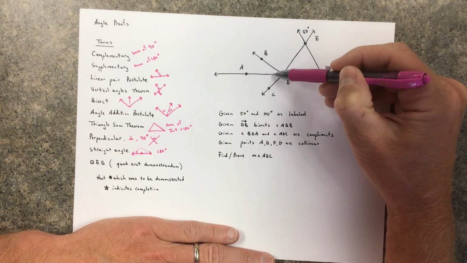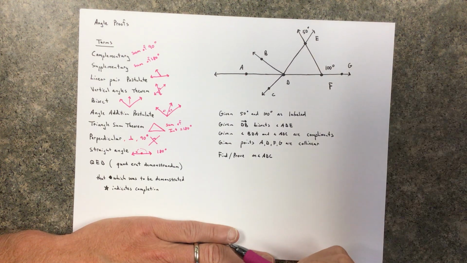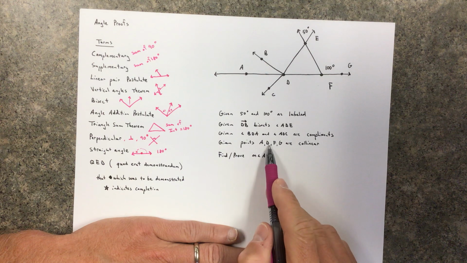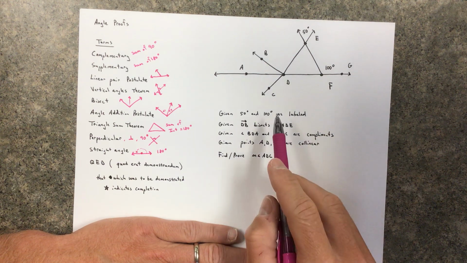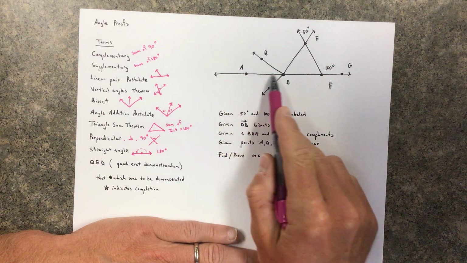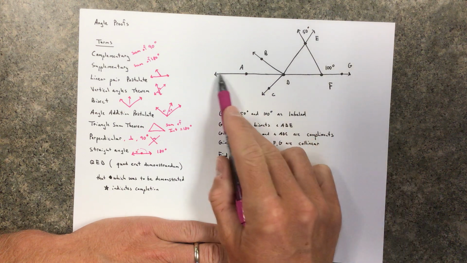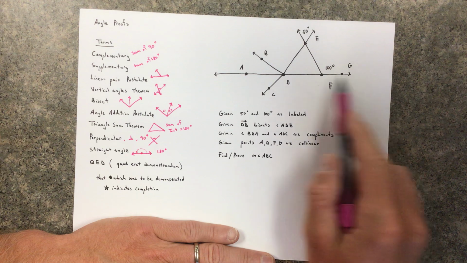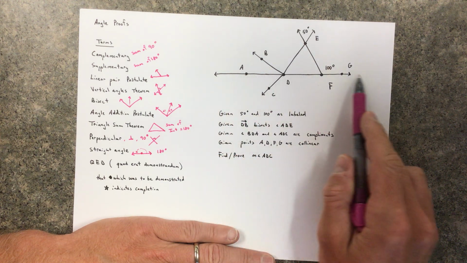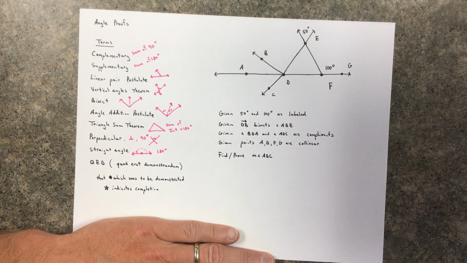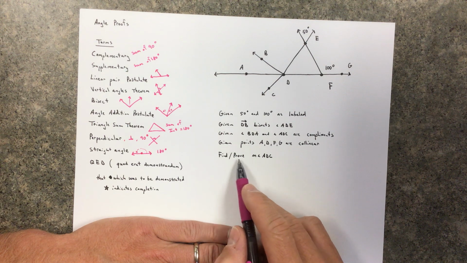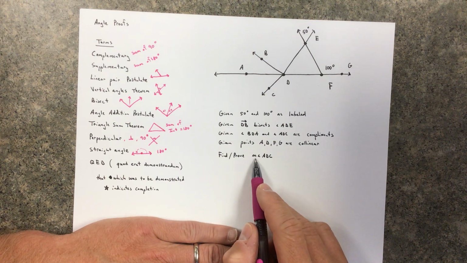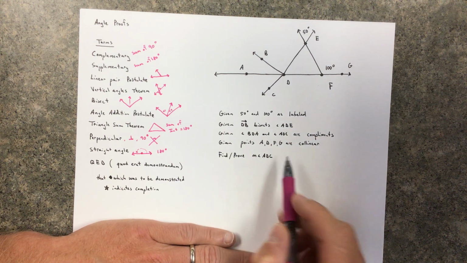Okay, so we know that this angle and that angle add up to 90, and we know that A, D, F, G are collinear. Okay, so that just means that is a straight line. Even though it might not look like it, I might have actually drawn that line and then maybe I drew these lines afterwards, but that is all one line. All right, so given all of those things, let's find/prove the measure of angle ADC.